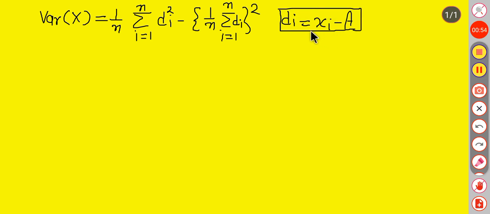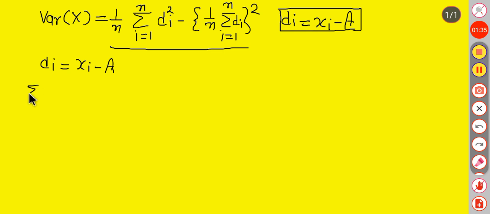And what will you do? You will replace observations by di, where you are subtracting a from all observations. But the formula will also change, so I am going to derive this formula. First of all, I'm taking di equal to xi minus a, where a is arbitrary, you can say an assumed mean.